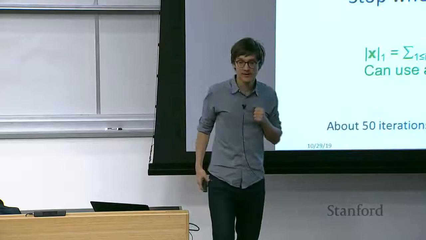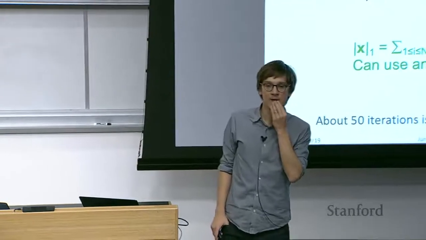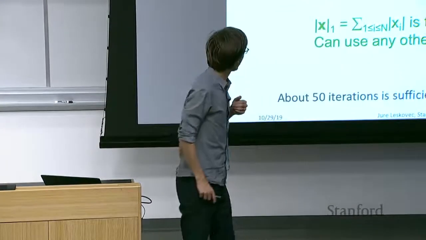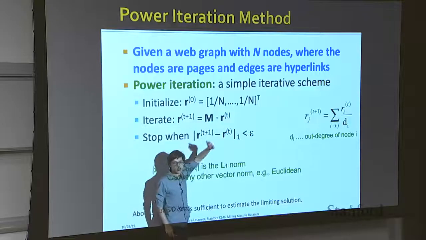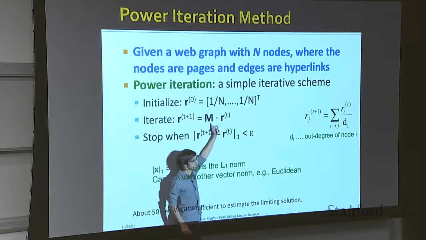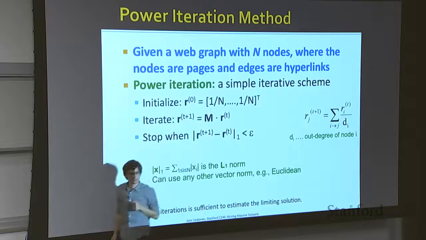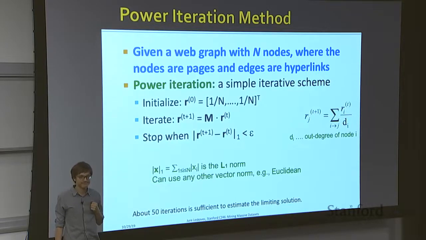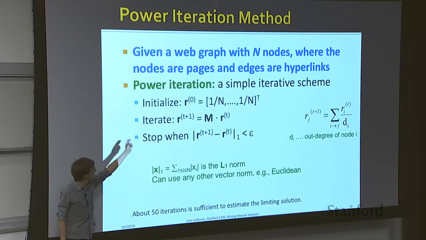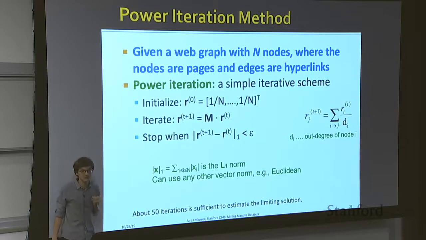Yes? How dependent is this on the initialization? This should work for any initialization. If M has the right properties, this will always work. You don't need to worry. So people would usually just initialize to be uniform, as I showed.